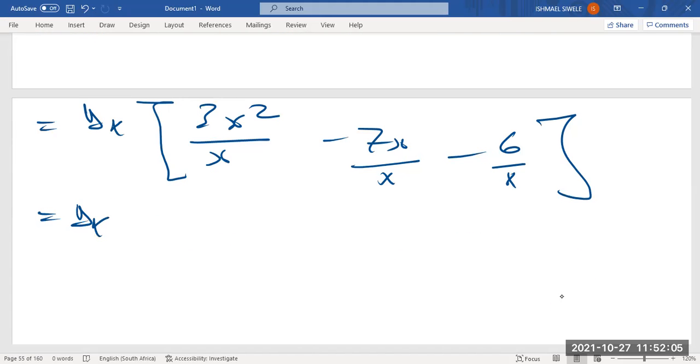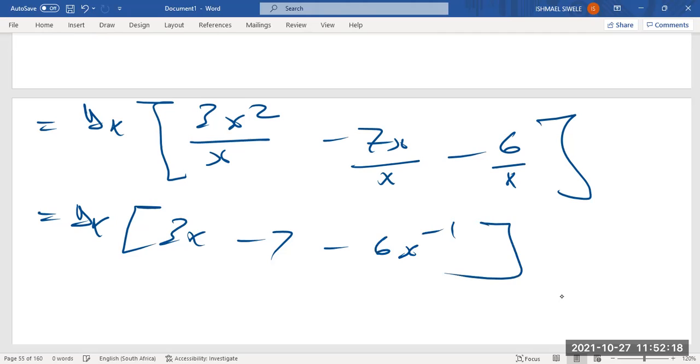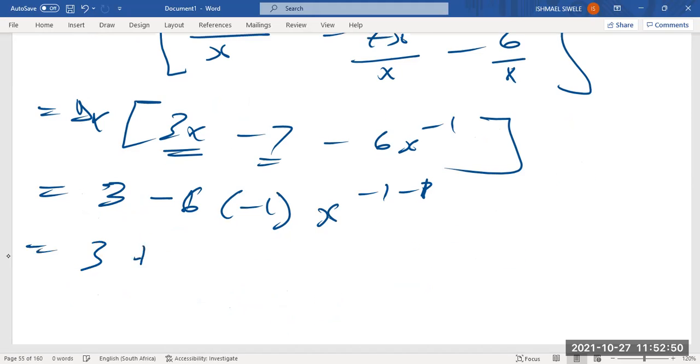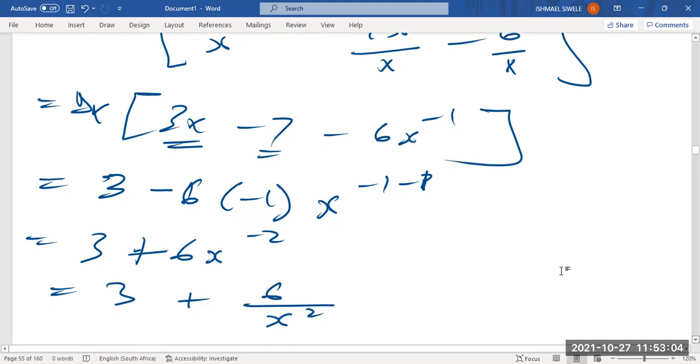And then this is equal to the x, 3x squared divided by x, this is 3x, right? And then minus 7, and minus 6x exponent negative 1 again. So this is how it is. Then now we can differentiate with respect to x. So the derivative of this one is 3. This one is a constant, 0. Then here you're going to have minus 6 multiplied by negative 1, and x exponent negative 1 minus 1. Okay, so this is what I have. So 3 plus 6x exponent negative 2, and your answer then is 3 plus 6 over x squared.